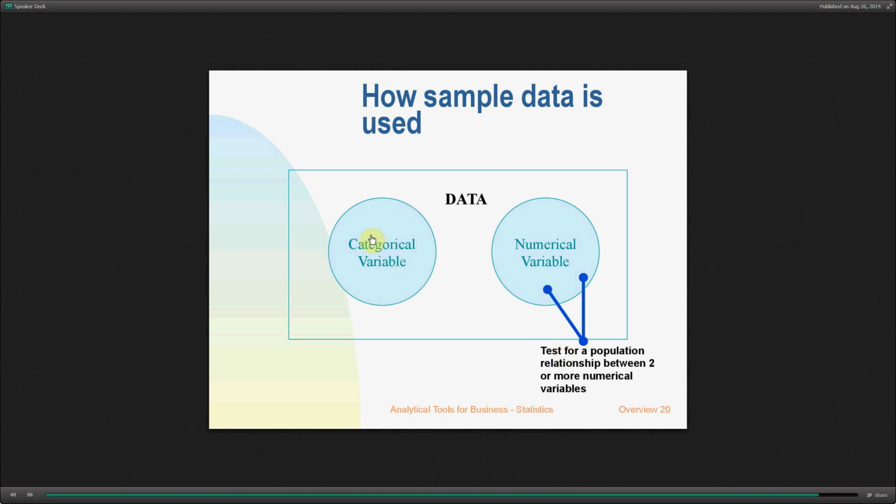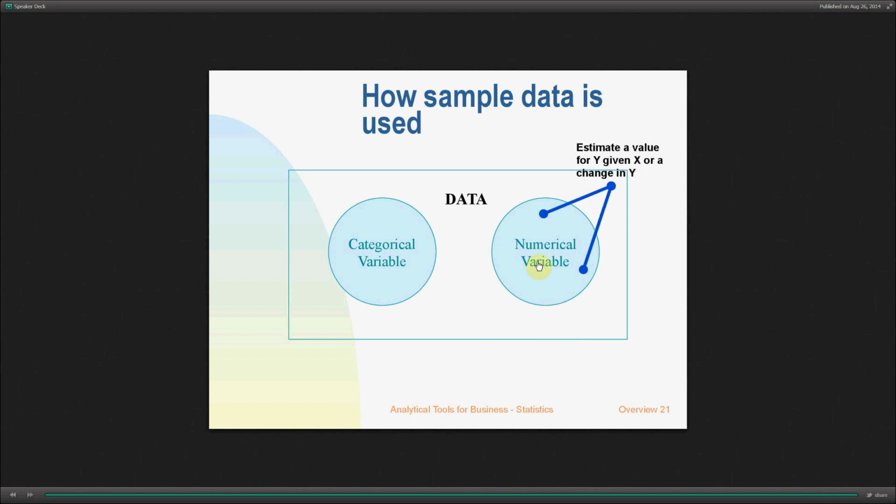So again, knowing whether I have categorical or numerical variables determines the kind of statistics that I can do, yet the same kinds of questions always apply. Is there a relationship? Is there not a relationship? How do you describe what that data is? Other things I might look at is estimating a value for y given an x, or a change in y. That would be looking at numerical variables in regression. So that's about it. That's a quick overview. We'll talk more about these in detail as the class progresses.